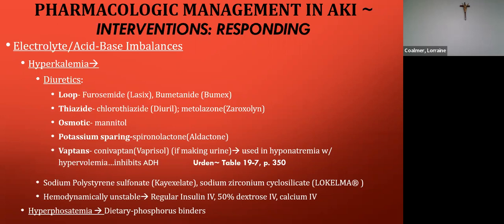Because what happens is that treatment of the insulin, and only regular insulin, no other insulin, dextrose and calcium helps that K shift back into the cell, but it wears off, right? Comes back out again if I'm still acidic. So it's just a temporary fix until I can get dialyzed. Okay, so the hemodynamically unstable.